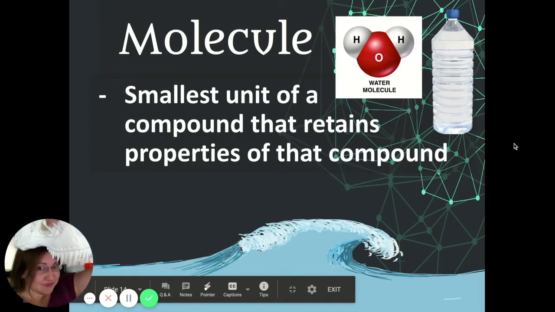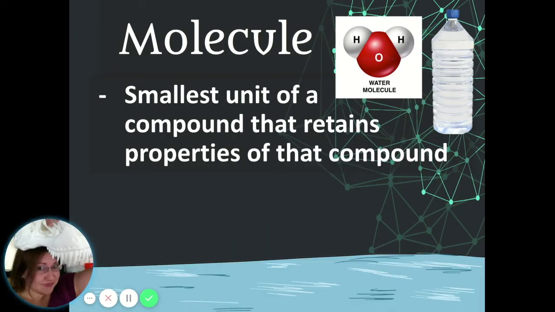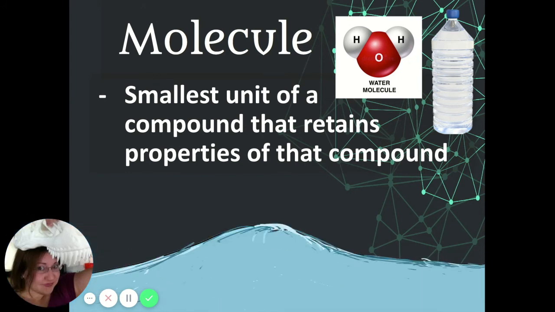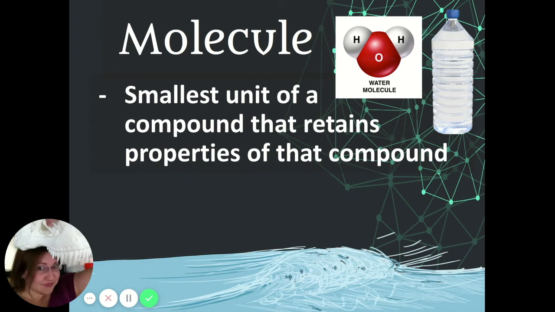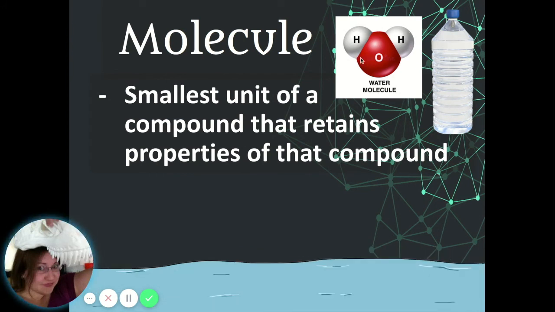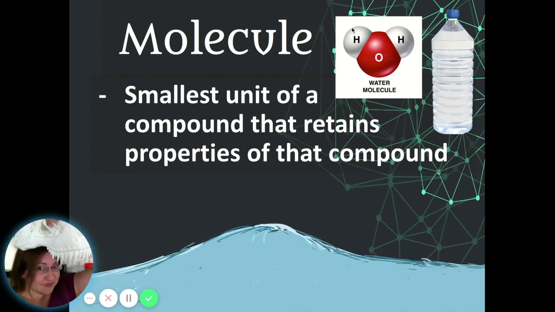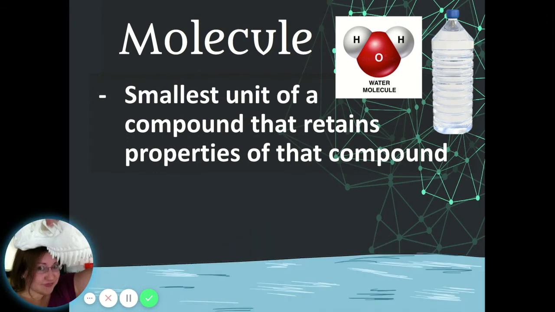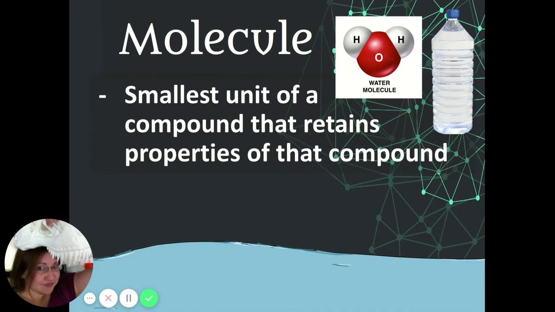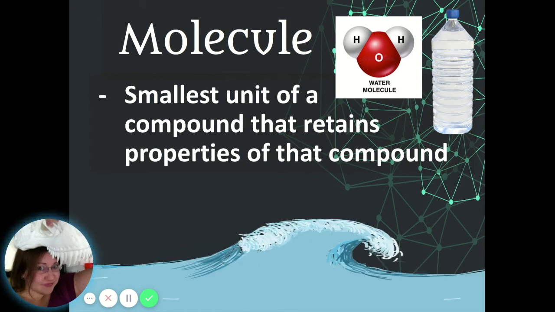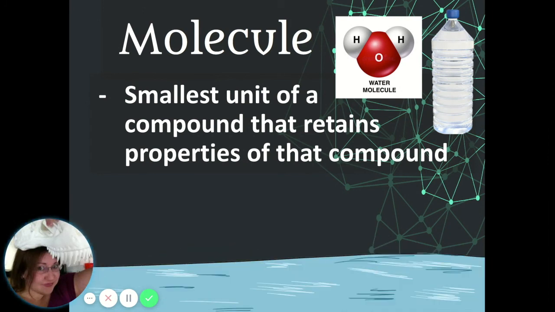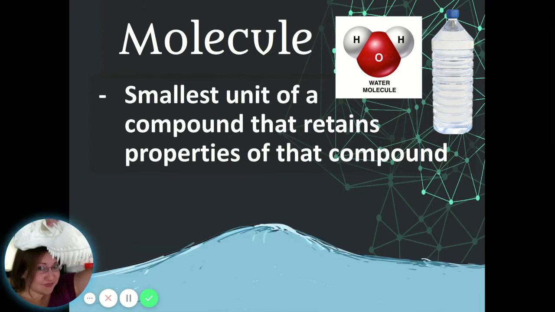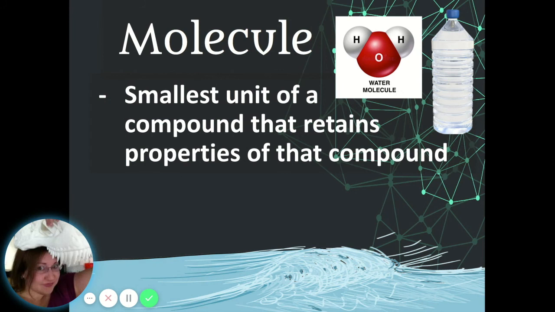So when we look at the term molecule, a molecule is the smallest unit of a compound that retains the properties of that compound. When we're looking at water, for example, this is just one water molecule. We said that water is a compound, and that's correct because water is made of two or more different elements. It's made of hydrogen and oxygen. So this is one molecule of the compound water.